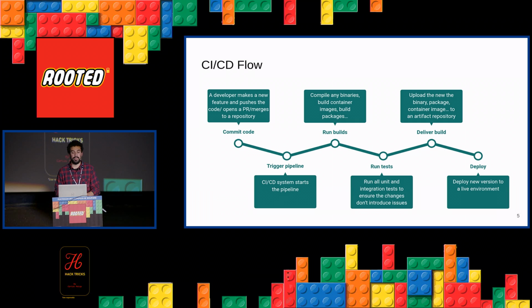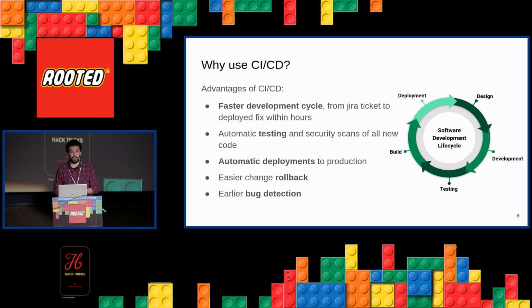Then there's the delivery phase, which is just if you've built something, you need to send it somewhere, because if it stays in the runner where the pipeline has executed, then it's useless. No one's going to be able to use it. And therefore, you need to upload it to some kind of repository. And finally, there's the deploy stage, normally, and that's when the pipeline will actually deploy changes to a live environment where users can actually use it and take advantage of the new features. So why are companies using CI/CD?